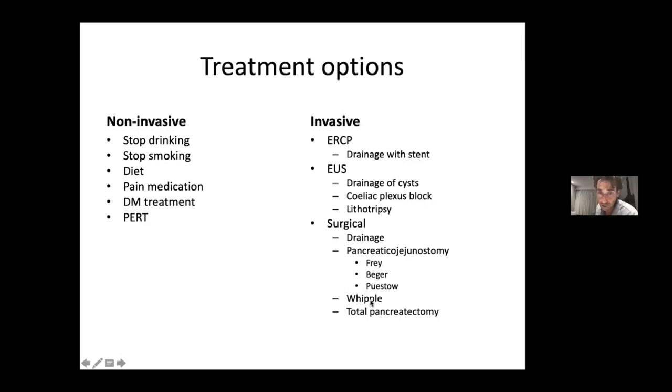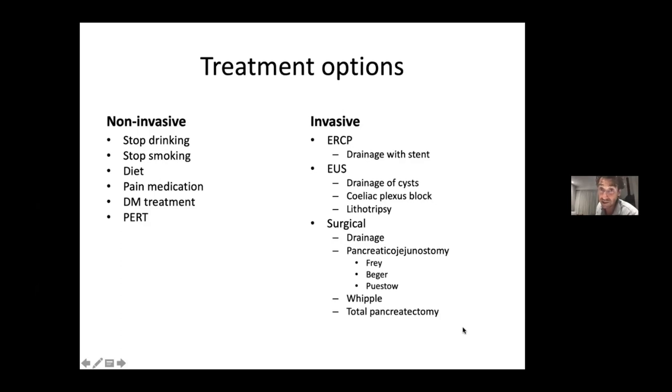pictures of that. You could even do a Whipple, which is removing the head of the pancreas, the duodenum, the distal common bile duct, gallbladder, and then cobbling it all together. I've got a picture of that later as well. The procedure has a very high morbidity rate, so you don't really want to do that, especially not in someone who's got a lot of scar tissue in the pancreas already, because that's going to make it a dreadful operation.